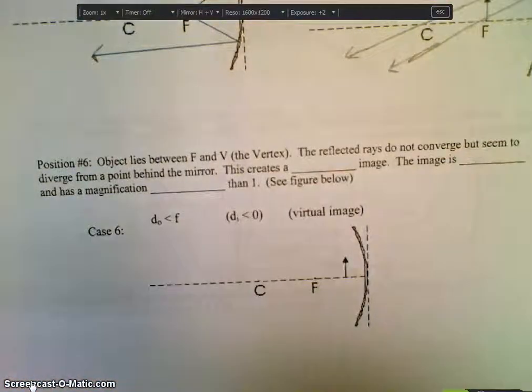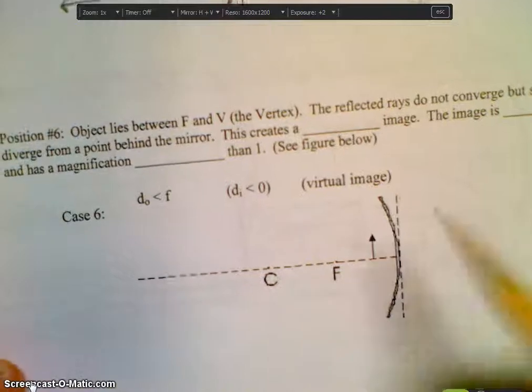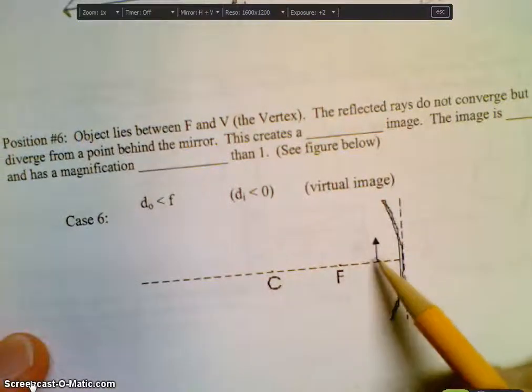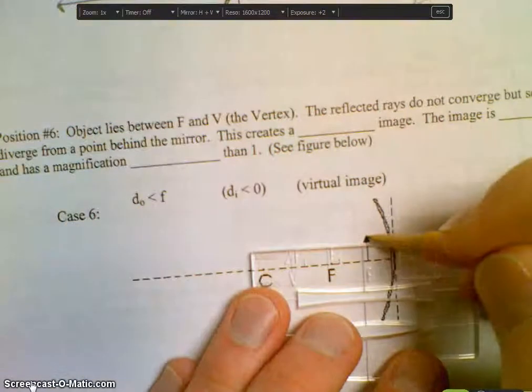Alright, let's go to our last position. This is kind of the only one that's different. Okay, this is the only one that's really different. So now the image is inside the focal point. So anyway, I'm going to do my same rays. I've got one that's parallel.